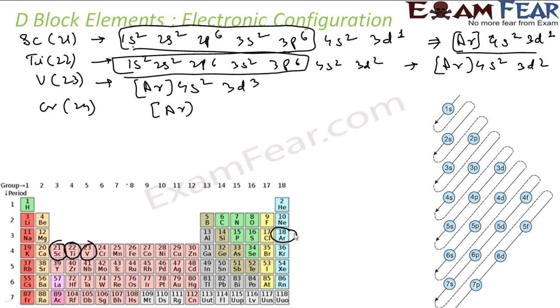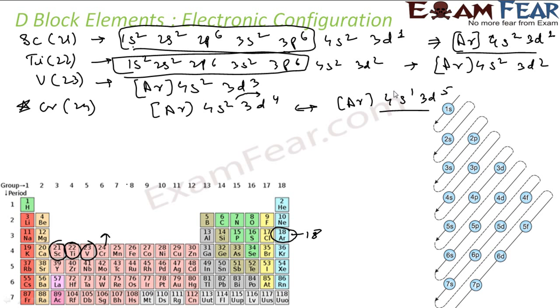Argon will take care of 18, and then 4s2 will take care of 20. 18 plus 2, 20. And my atomic number for chromium is 24. So it will be 3d4. But if you see, there is a catch here in chromium. The catch here is, the 4s and 3d orbital energy difference is not that much. So if one electron jumps from 4s to 3d, then the electronic configuration you get for chromium is 4s1, 3d5.